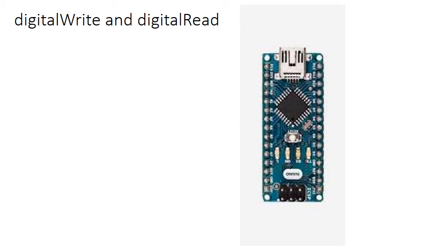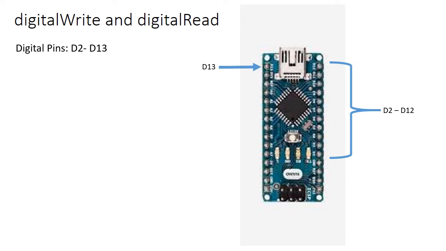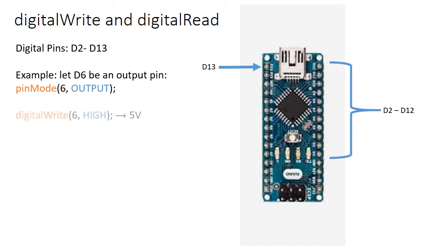So let's consider the Nano again. The digital pins are the ones that we're interested in using. And these are pins D2 to D12, and then D13. And the idea here, if we let D6 be an output pin, is, as I said before, we set the pin mode to be output, and we write high. And that corresponds to placing 5 volts at that pin, ensuring that 5 volts is the voltage at that pin.